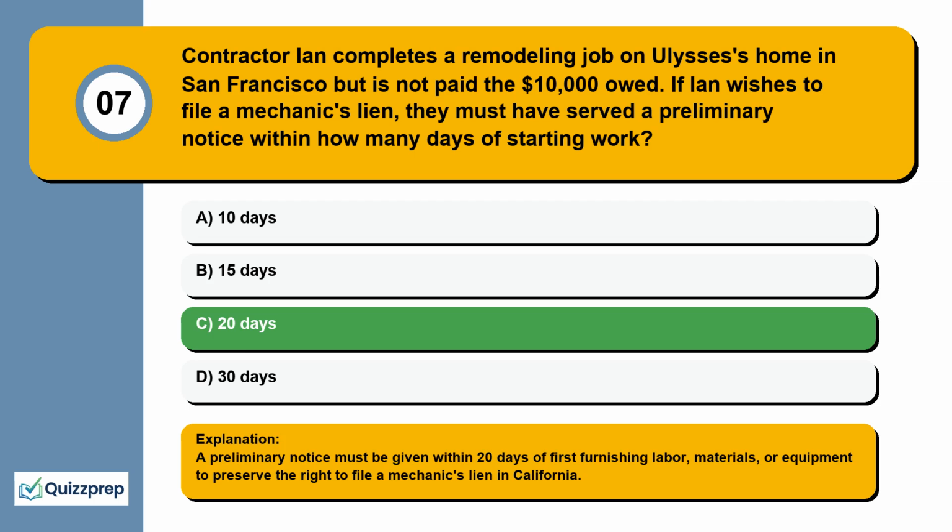A preliminary notice must be given within 20 days of first furnishing labor, materials, or equipment to preserve the right to file a mechanic's lien in California.